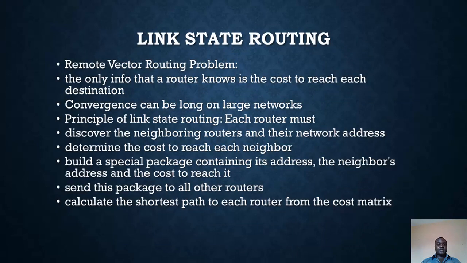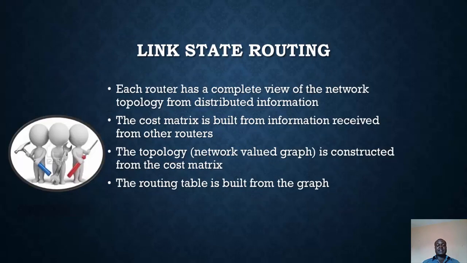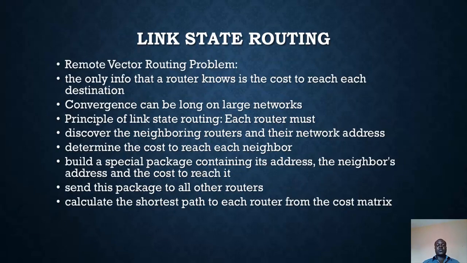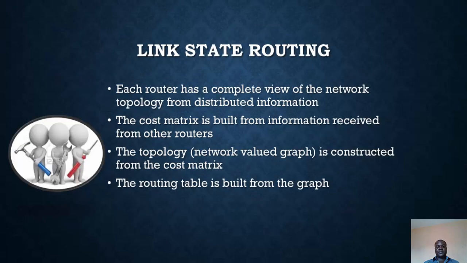Now, about link state routing, which removes the distance vector routing problem. The only information that a router knows is the cost to reach each destination. In this case, convergence can be long in a large network. Principle of link state routing: each router must discover the neighboring routers and their network addresses and determine the cost for each neighbor. Build a special packet containing the address, the neighbor addresses, and the cost to reach them. Send this packet to all other routers. Then calculate the shortest path to each router from the cost matrix.